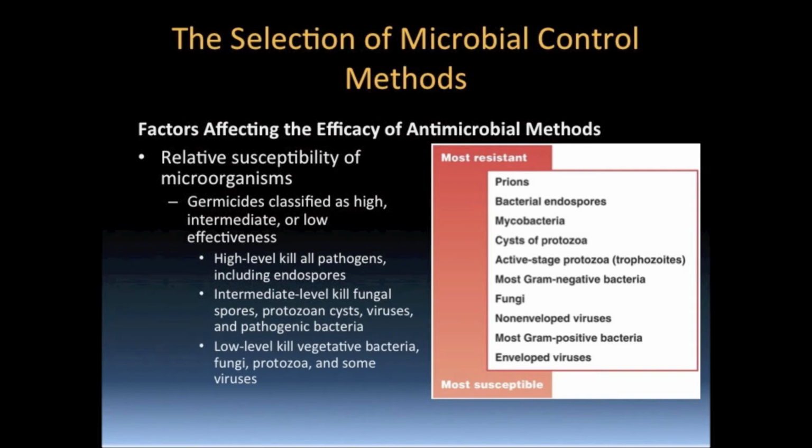Intermediate-level germicides can kill fungal spores, protozoan cysts, and pathogenic bacteria, but are unable to destroy endospores. They are used to disinfect non-invasive instruments that come into contact with the mucous membranes of patients, such as respiratory equipment and thermometers. Low-level germicides are only effective against vegetative bacteria, fungi, protozoa, and enveloped viruses. Such agents are used to disinfect electrodes, straps, and furniture that come into contact with the patient's skin.